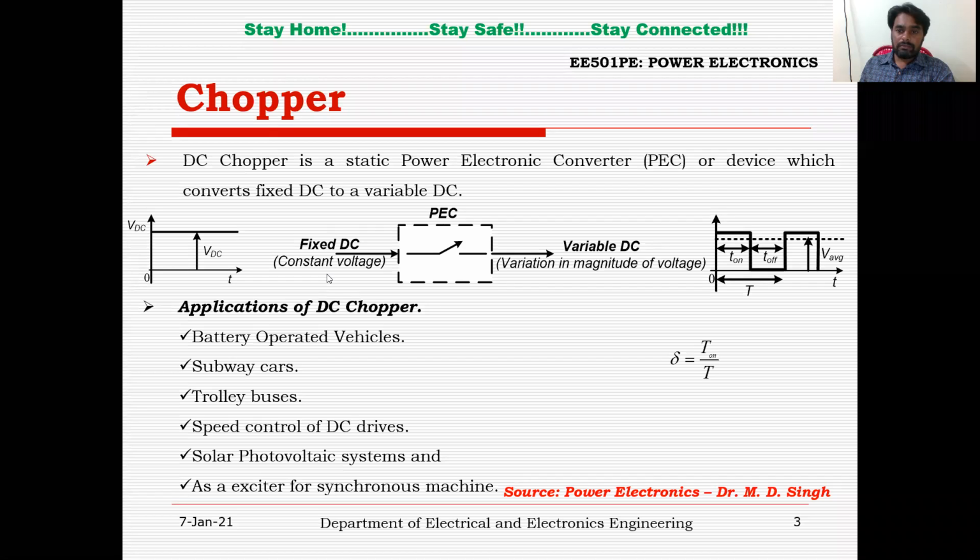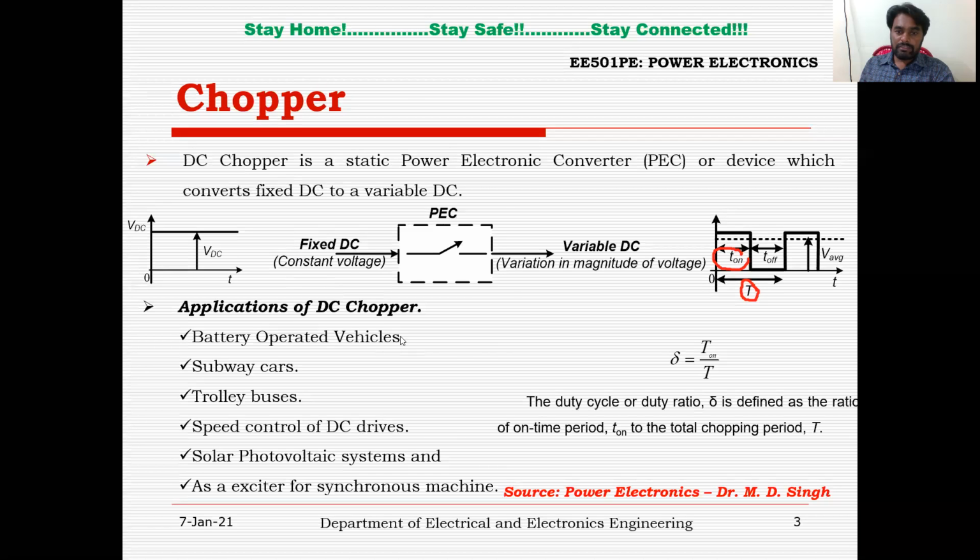The concept of the duty ratio or duty cycle is defined as the ratio of the on-time period to the total chopping period T. The duty ratio delta can be a maximum of 1. It can be a maximum of 1.